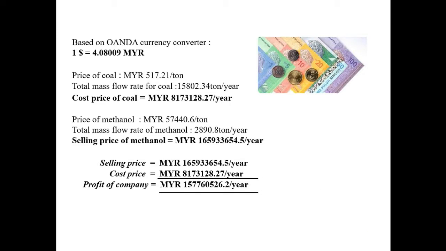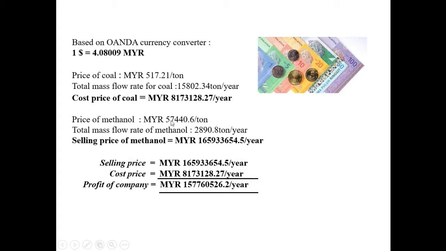Previously, the costing in the slide was in dollar, but we need to calculate it in Malaysian ringgit. So for converting the currency based on OANDA currency converter, $1 is equal to 4.08009 Malaysian ringgit. Price of coal in Malaysian ringgit is 157.21 per ton. Total mass flow rate for coal is still the same, 15802.34 ton per year. So the cost price of coal in Malaysian ringgit is 8173,128.27 per year.